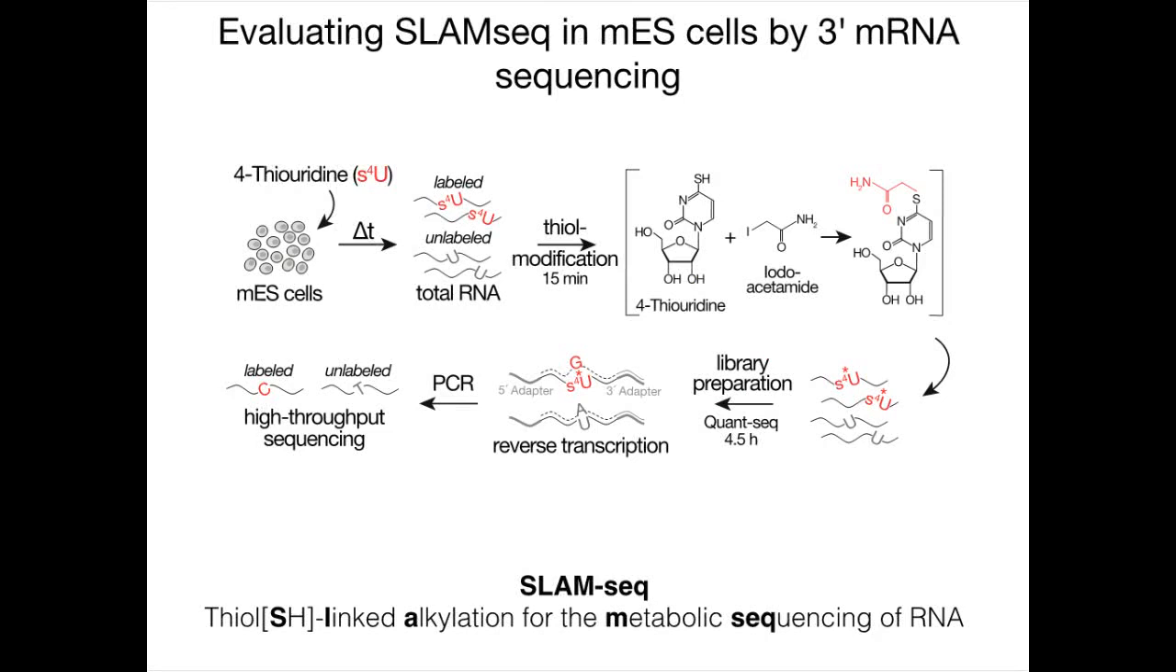So to test if SLAMseq enables us to quantify 4-thiol-labeled RNA-pol-II transcripts in mouse embryonic stem cells, we subjected the cells to 4-thiol labeling for 24 hours and prepared QuantSeq libraries after chemical modification using the SLAMseq protocol. The whole library preparation is extraordinarily efficient and takes less than 5 hours, including the chemical modification step. Now, how do the results look?